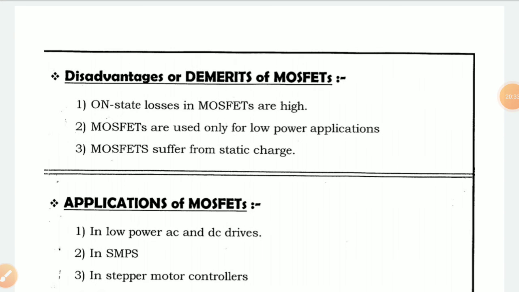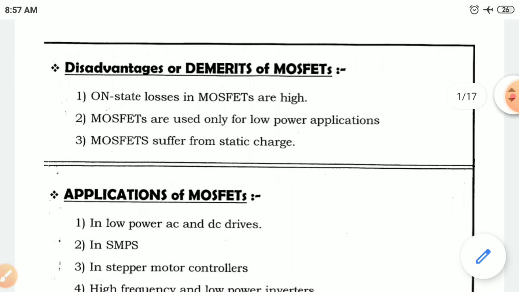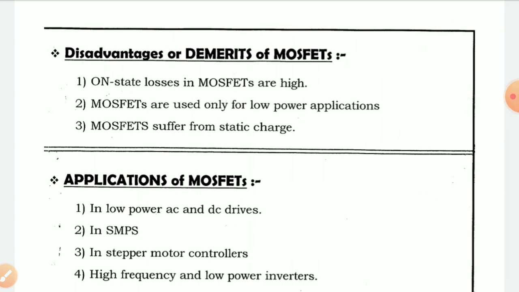Then we discussed the advantages and disadvantages of MOSFETs and applications of MOSFET. Then we'll move to the next type of switch, the insulated gate bipolar junction transistor, IGBT. First, the merits and demerits of this MOSFET. The MOSFET advantage is that it has very high power handling capabilities and other things.